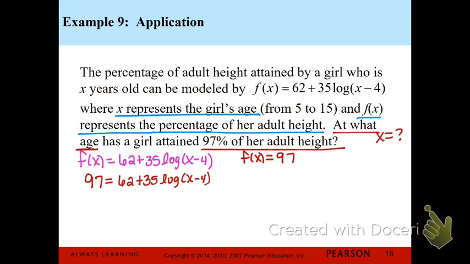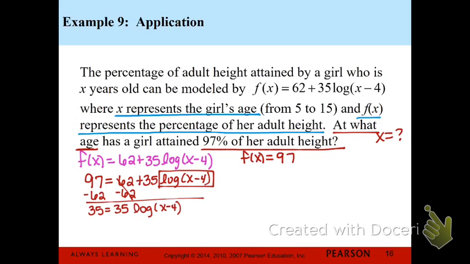All right, so where is my variable at? X. It's in the log, so I need to get that log piece by itself. How? Subtract 62, divide by 35. Good. Be careful because some people try to add the 62 and the 35. But remember, that's 35 times the log, right? So we're going to move the 62 first, to subtract it. So we get 35 equals 35 log of X minus 4.